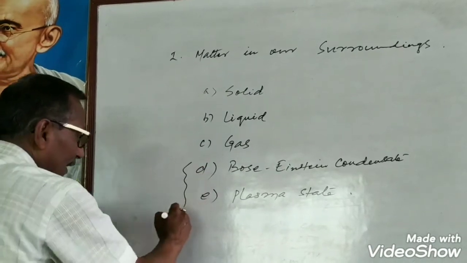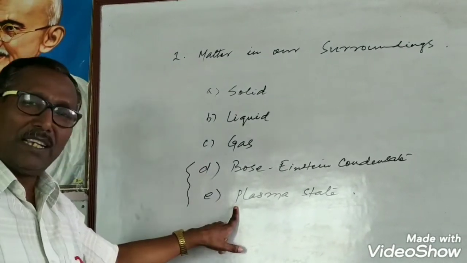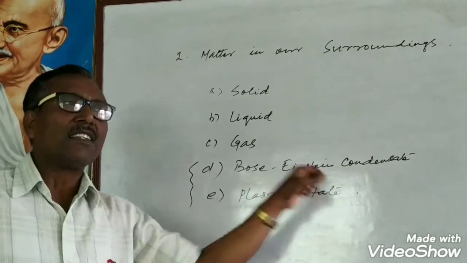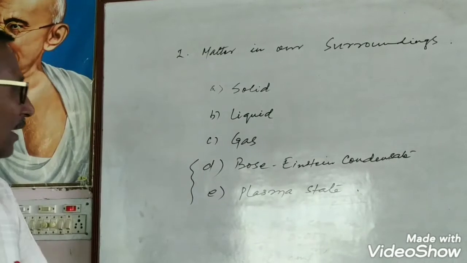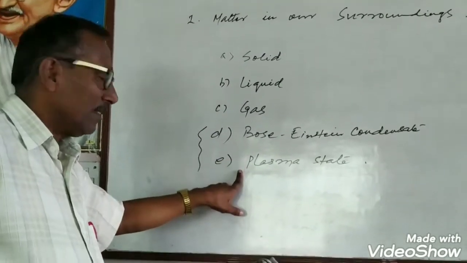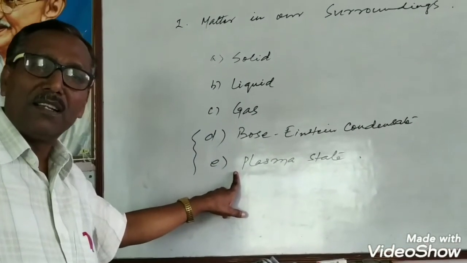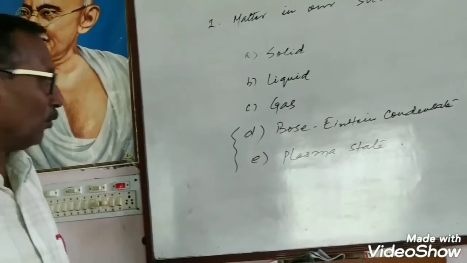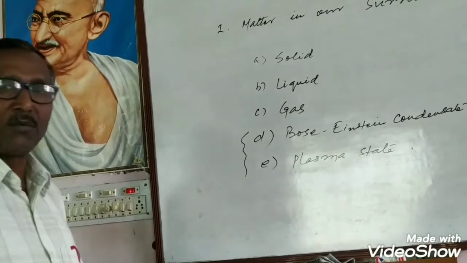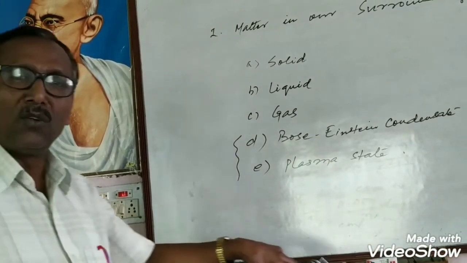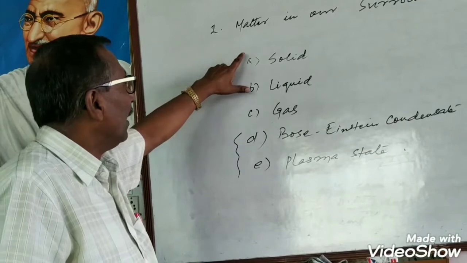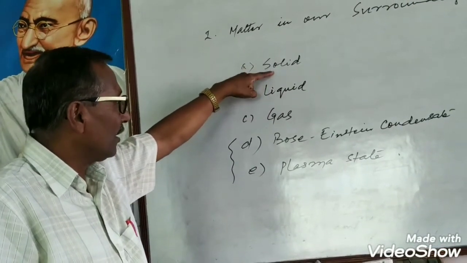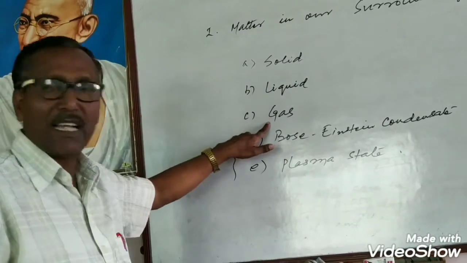Here, the last 2 states of matter are uncommon, and they are beyond the scope of this book, so you will get to know later on. Now we have 3 states of matter: solid state, liquid state, and gaseous state.